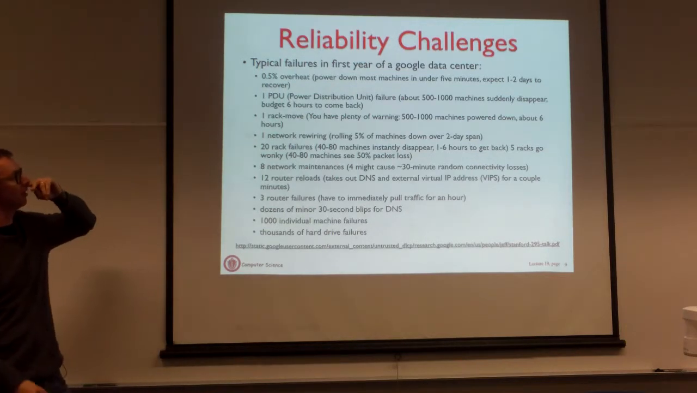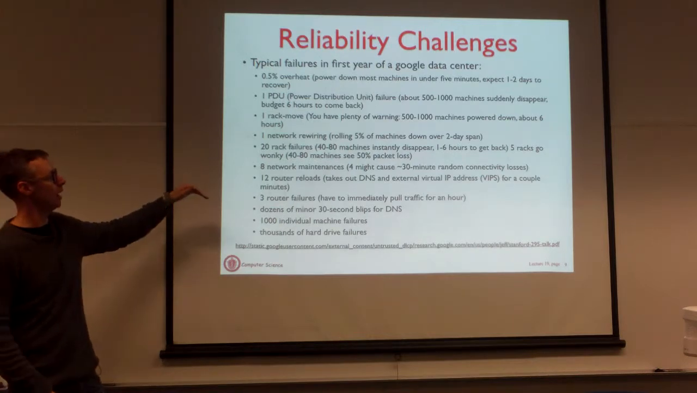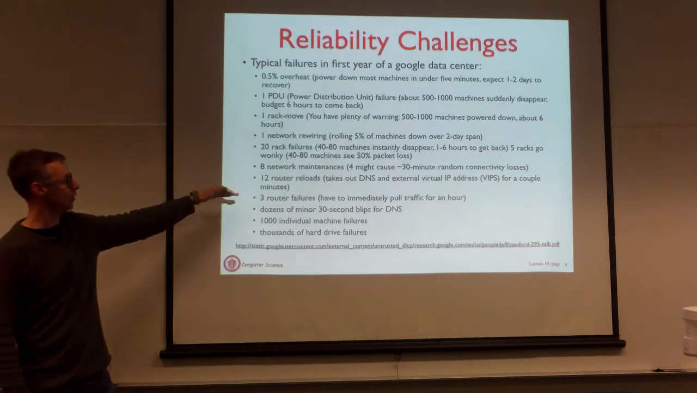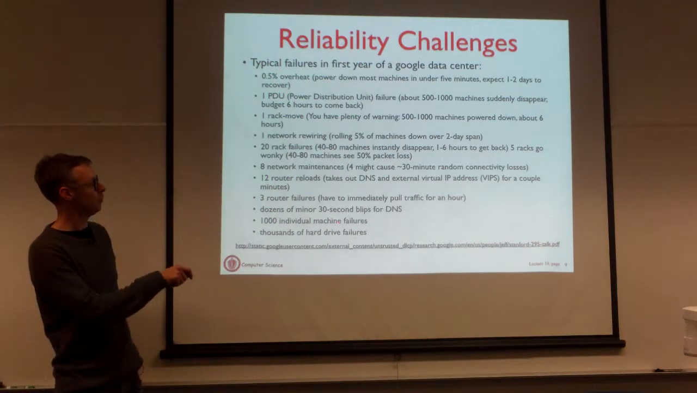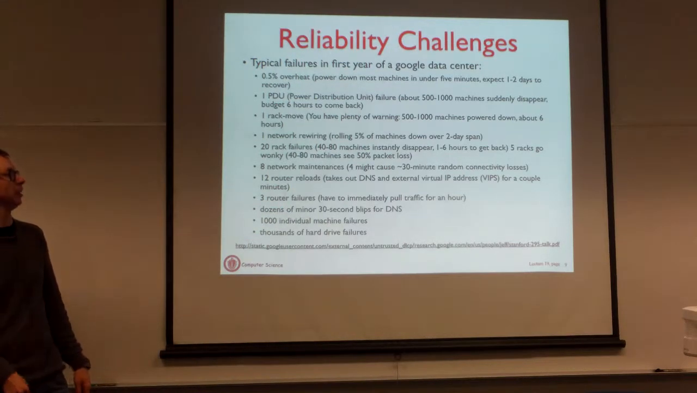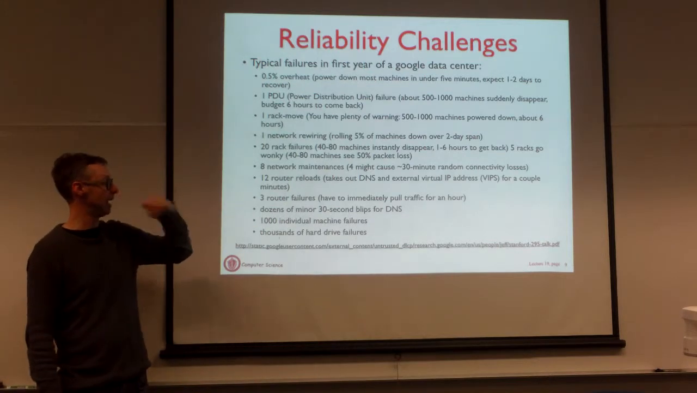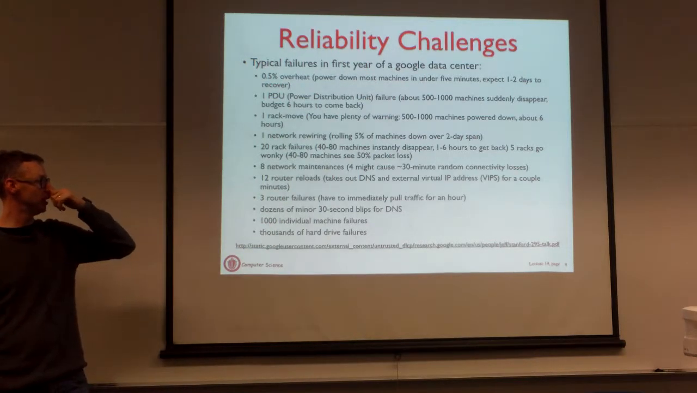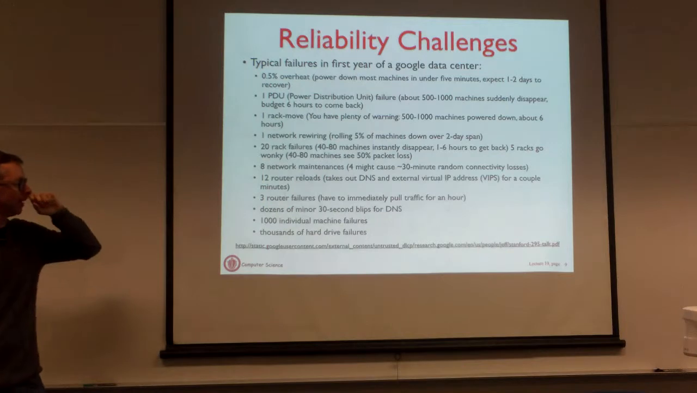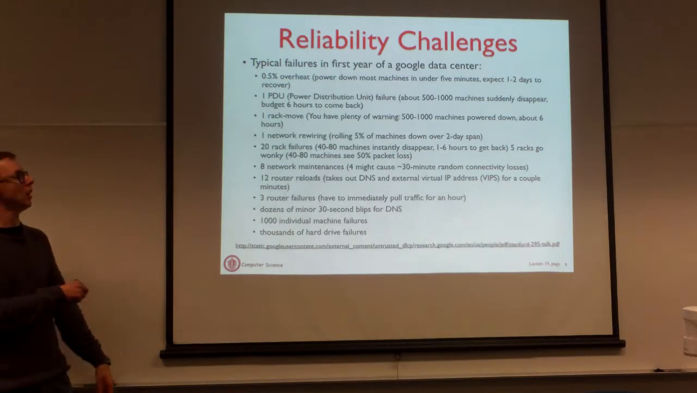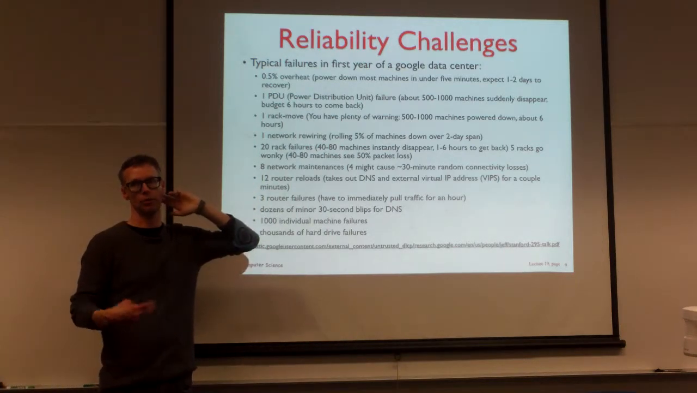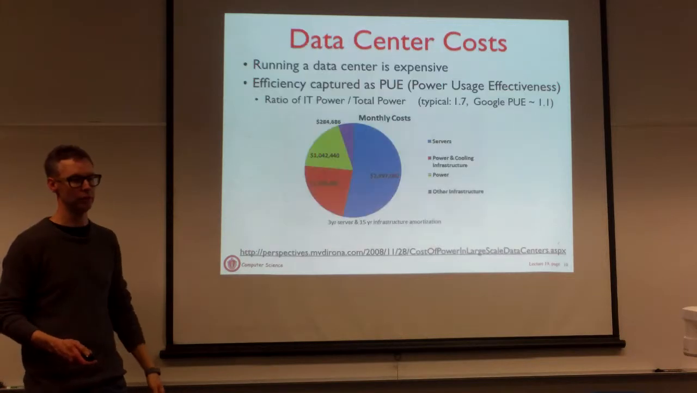Some number of rack failures per unit time, network maintenance, router reloads, router failures, DNS blips, like blips in domain name software, machine failures, and then hard drive failures. Thousands of hard drive failures, thousands of individual machine failures. Right? So there's a lot of research in quantifying these rare failure cases and seeing how to design systems that account for them, and run reliably despite all these types of failures.